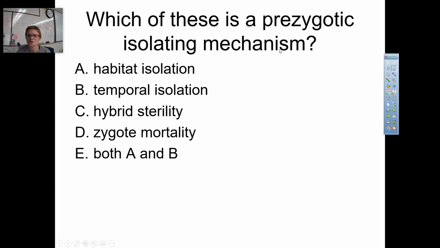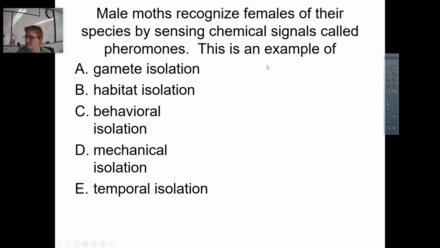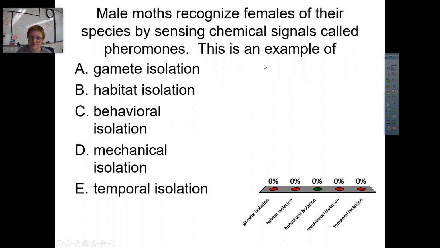All right. So which of these is a prezygotic barrier? I want you to look at all of these. Habitat, temporal, hybrid, zygote, or both A and B. And the answer is both A and B. These two are prezygotic.